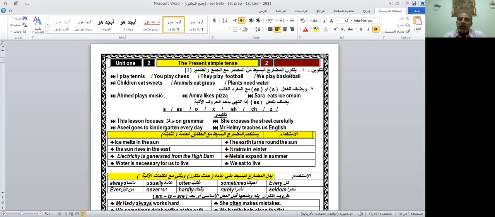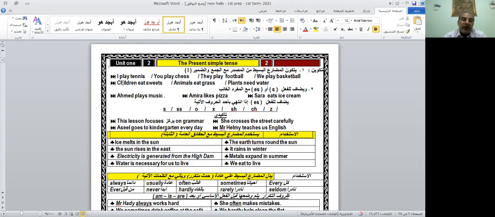As you see here, the present simple tense is formed by the first form of the verb without any addition. As you see, this is المصدر معلم والضمير I. يبقى all the subjects and pronouns should go with the verb without any additions. Like I play tennis, you play chess, they play football, we play basketball.